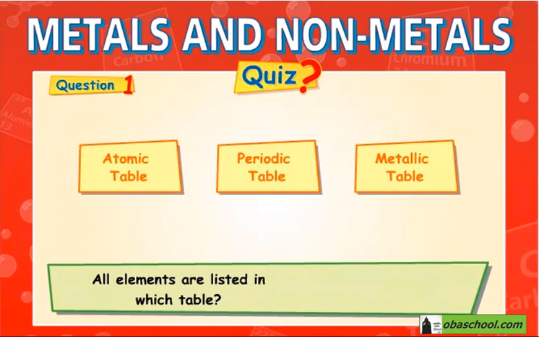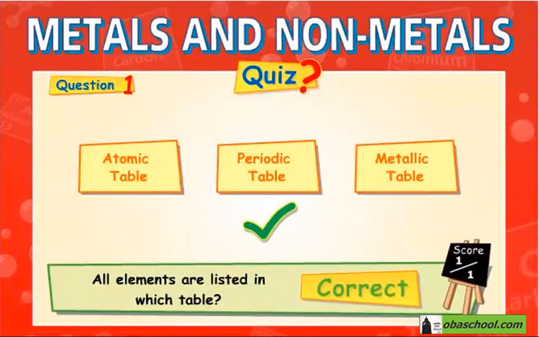All elements are listed in which table? The atomic table, the periodic table, or the metallic table? The correct answer is the periodic table.